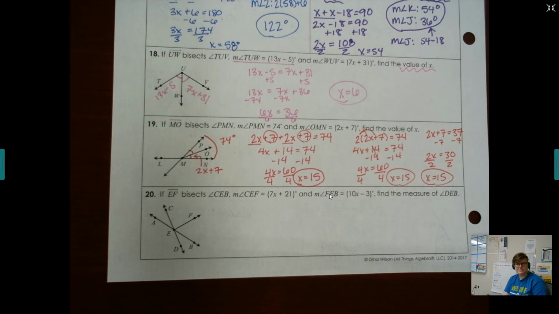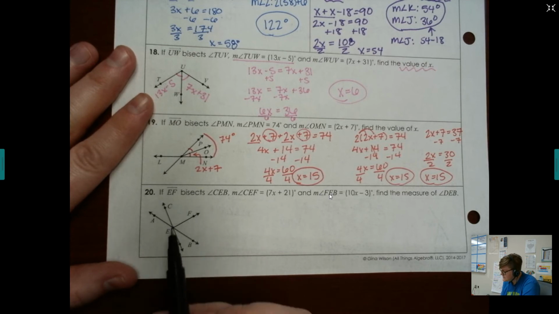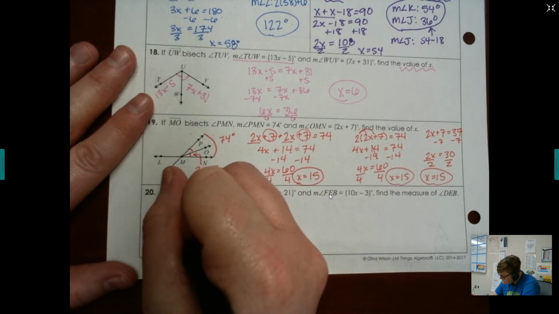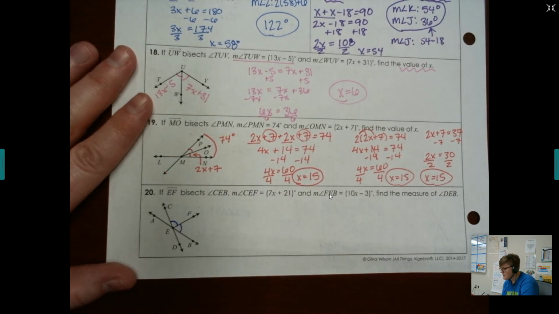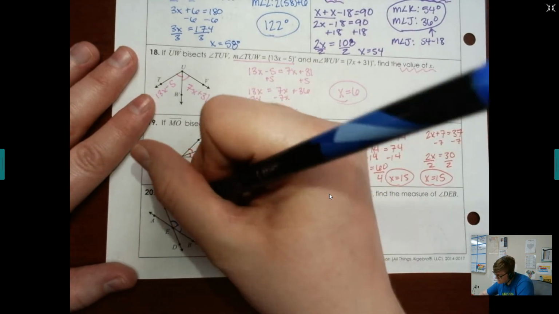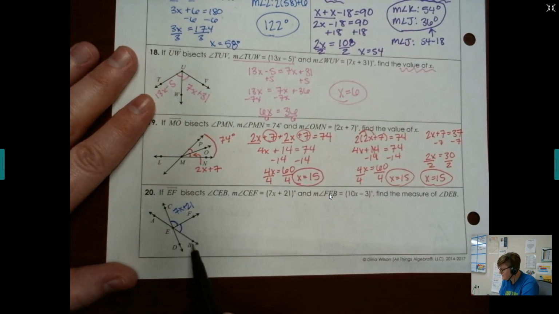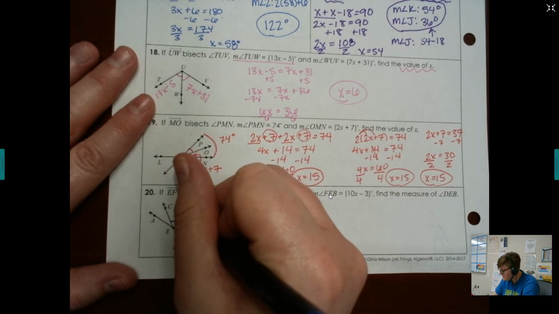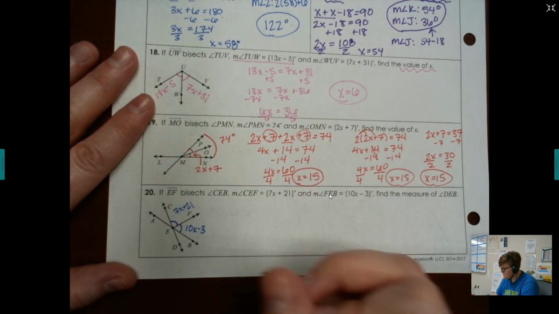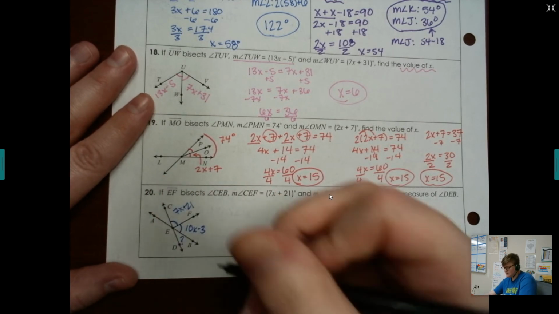And last but not least, we're going to look at this one, number 20. If ray EF bisects angle CEB, okay, so that's this guy. Measure of angle CEF is 7x plus 21. Measure of angle FEB is 10x minus 3. And we are trying to find the measure of DEB, this little guy that's unknown.